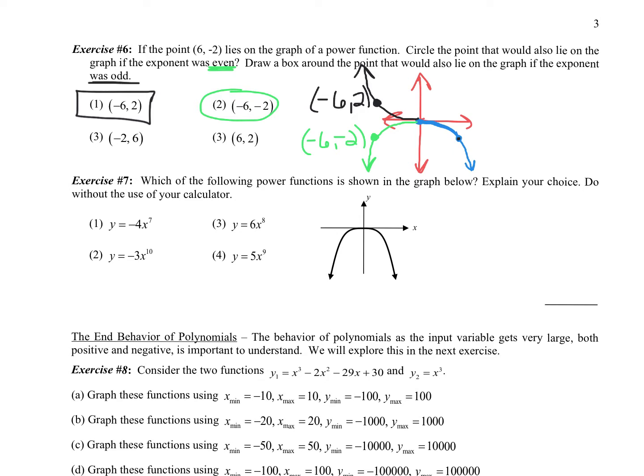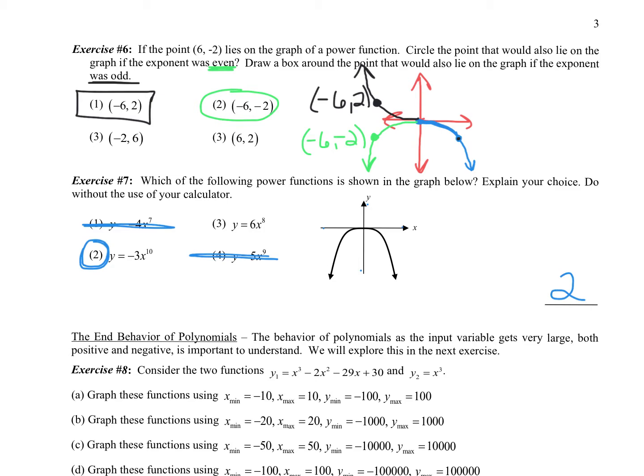Exercise 7 says, which of the following power functions is shown in the graph below? Explain your choice. Do so without the use of a calculator. So first off, and you should really try this one on your own, but if you're just watching through, I look at this and the arrows are going in the same direction. So that means even exponent. So I'm going to cross out 1 and 4. Now both are going down, which means I have a negative lead coefficient. I don't really know how wide this is. None of this information is labeled for me, but I do know it's even exponent and negative lead coefficient.